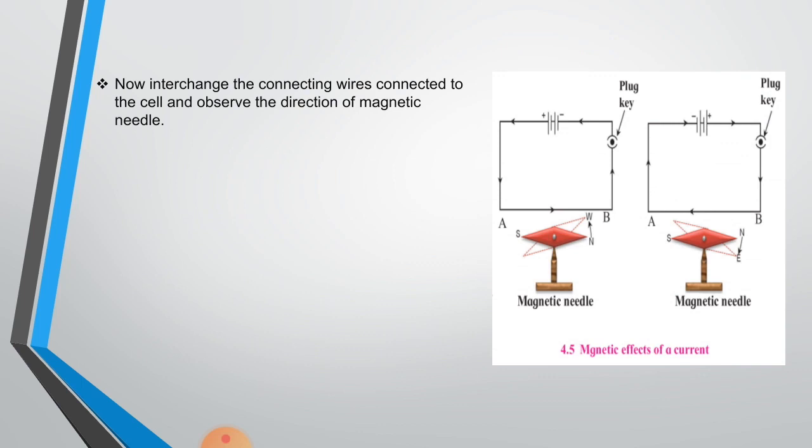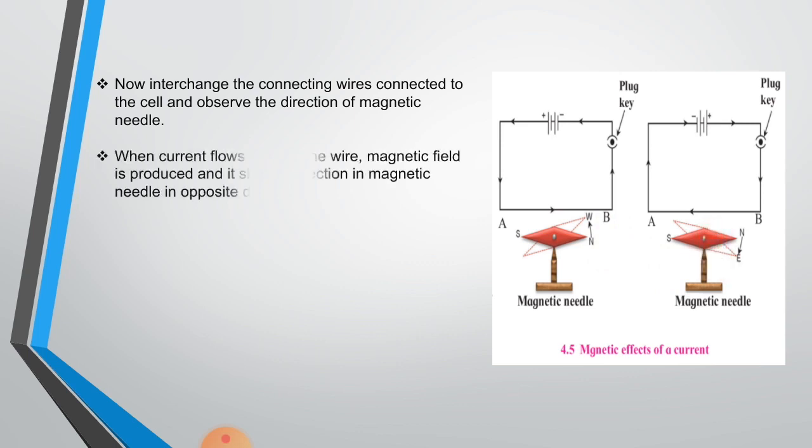We have observed that the direction of the magnetic needle changes: from north to west, and here from north to east. When the current flows through the wire, a magnetic field is produced, and it shows deflection in the magnetic needle in the opposite direction. Here you can see the direction is opposite. It moves towards the west side and here it moves towards the east side.